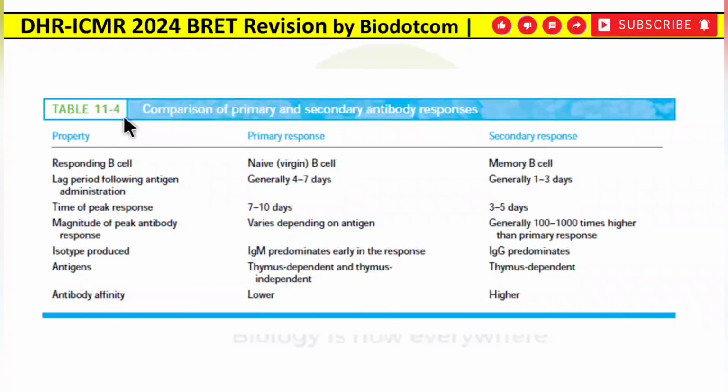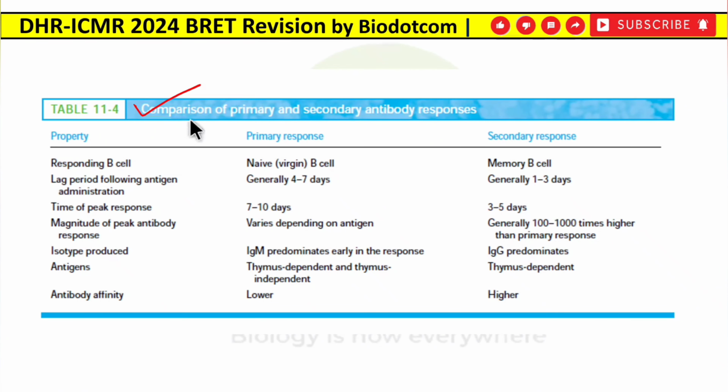Now one more important thing that can be asked in your examination: comparison between the primary and the secondary antibody responses. The primary response is mediated by the naive B cell, and the secondary response is mediated by the memory B cell. The lag period will generally be 4 to 7 days for the primary response, and the secondary response is generally quicker because it already has memory B cells, that is, in 1 to 3 days it will be initiated. The time of peak response will be 7 to 10 days in case of the primary response, and it is 3 to 5 days in the secondary response.